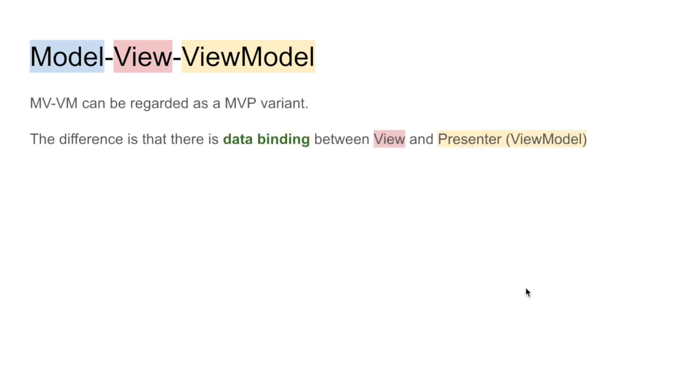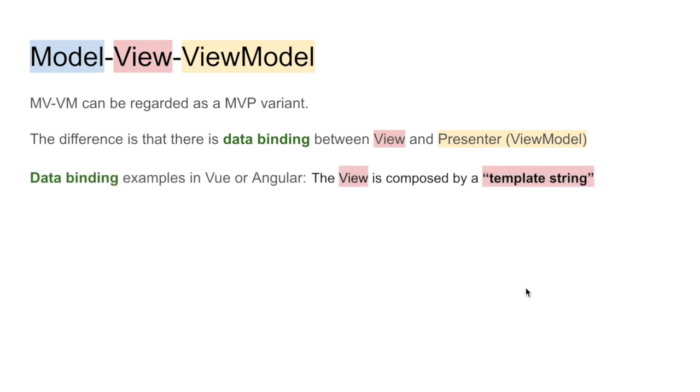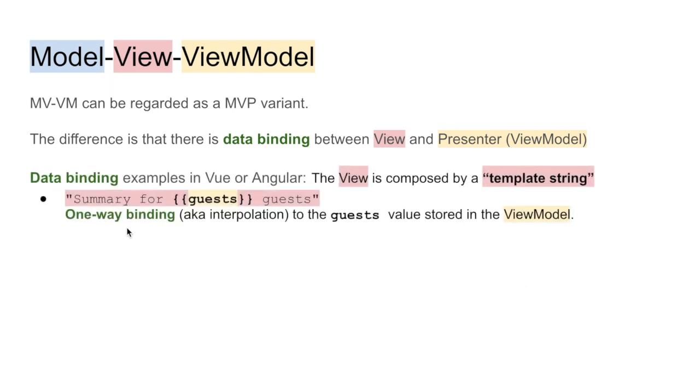Another thing that you might hear about is the Model-View-ViewModel. So the view model in this architecture is pretty similar to a presenter. The difference is that there is data binding between the view and the presenter. So the view might look like this. It says summary for, and then it uses data from the presenter, and then the text continues. So this is called one-way binding. There is something in the presenter that keeps updating in the view, and the rest of the view stays static.